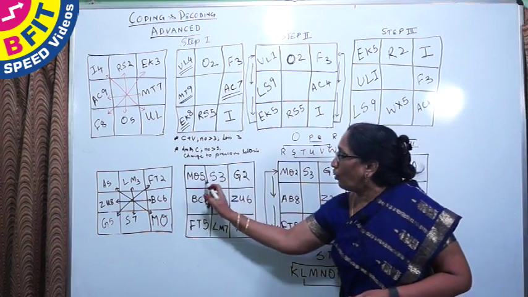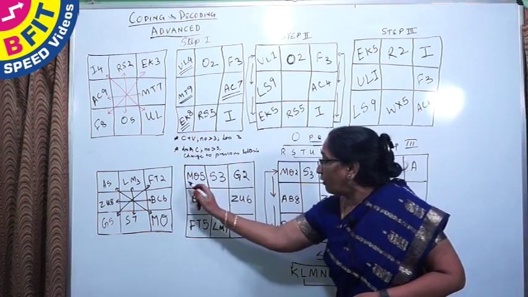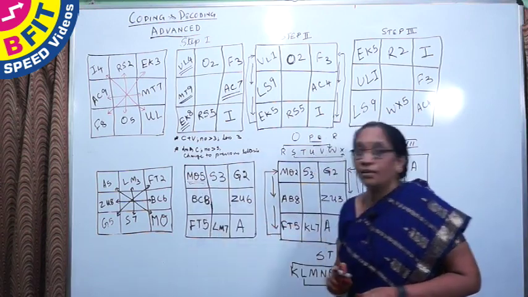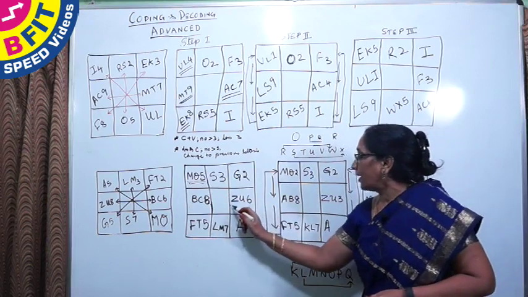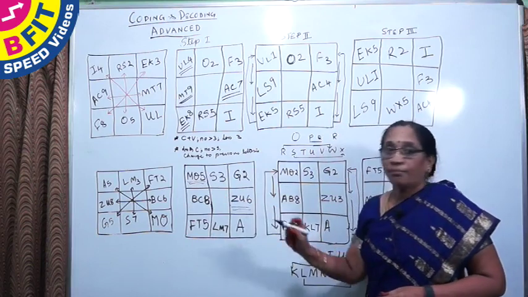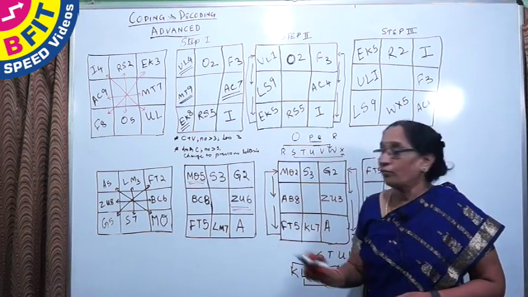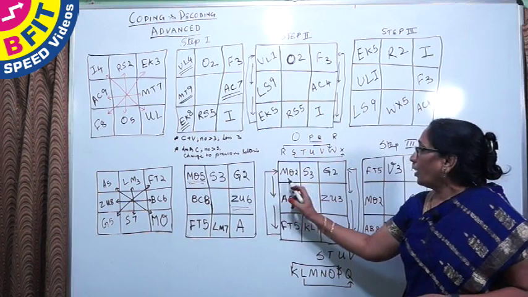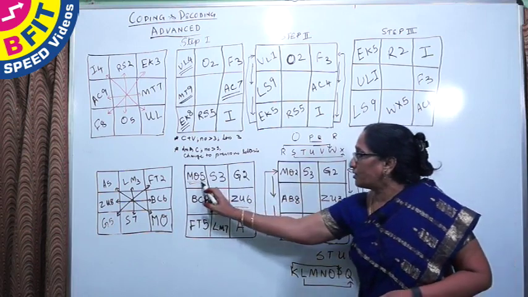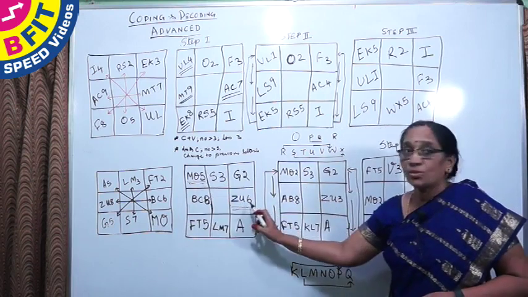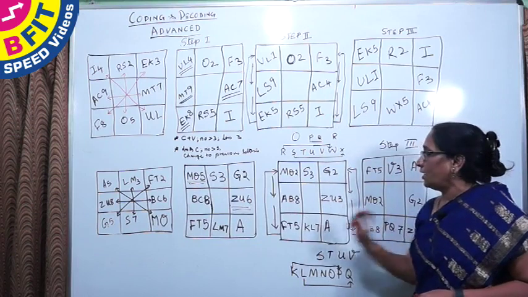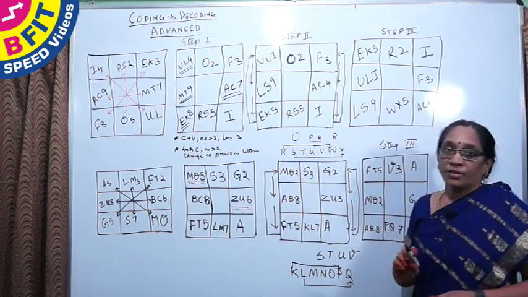So here MO5 contains 1 vowel. Similarly, ZU6 contains 1 vowel. In both the cases, the numbers are greater than 3, and so we are going to change that into MO2, 5 minus 3, 2. And ZU6 becomes ZU3, 6 minus 3, 3.